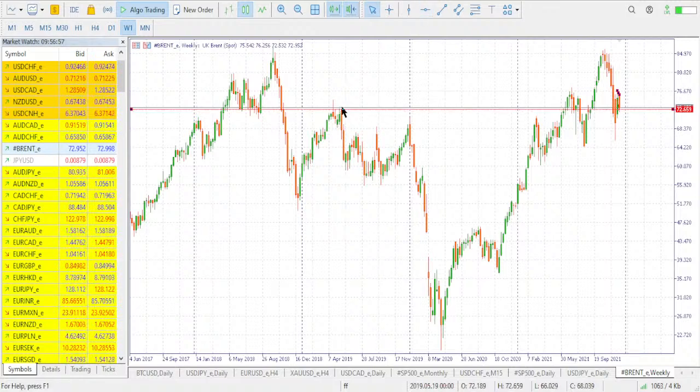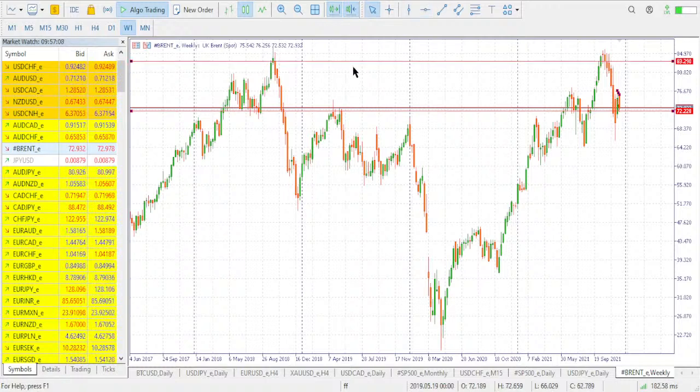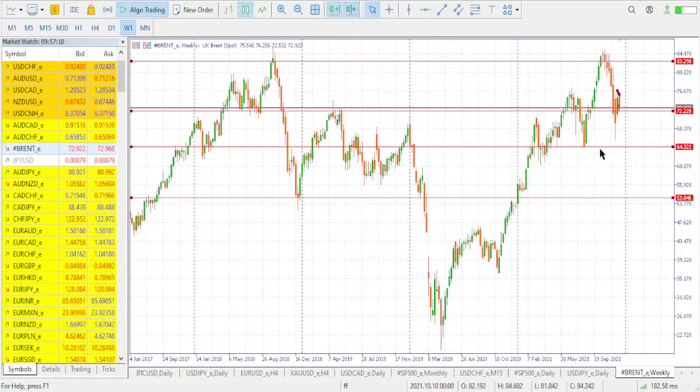So the first level which I have is this one, 72.326. That's the first level. And then the next level, the one we have at the top, this one here. And then our next level, this one here. Then our next level, the one we have at this price here. So as it is now, we are actually looking forward to the price continuing to the upper side.